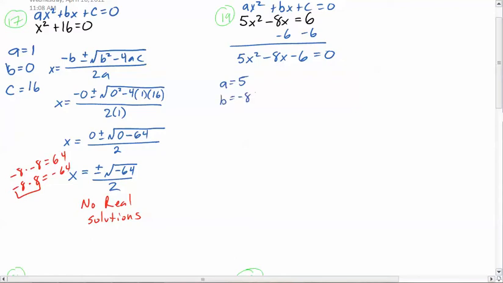B is negative 8, which is the number in front of the x by itself. And then we got the c, which is the constant that's all by itself. It's minus 6. So now we can go ahead and plug those things straight in.